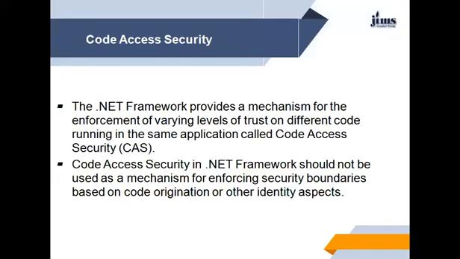Now let's see another topic that is called code access security. So what is code access security? Let's see. The .NET framework provides a mechanism for the enforcement of varying levels of trust on different code running in the same application, called code access security. Code access security in .NET framework should not be used as a mechanism for enforcing security boundaries based on code origination or other identity aspects.